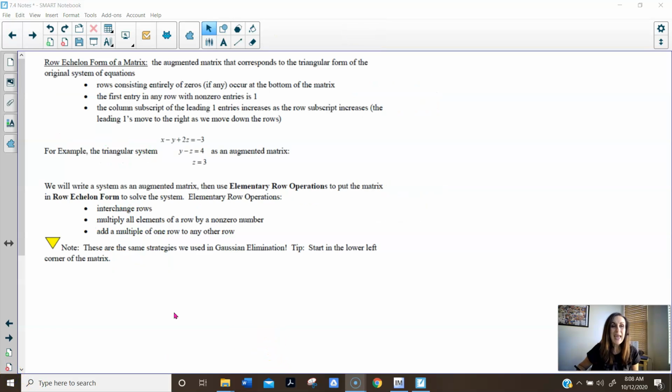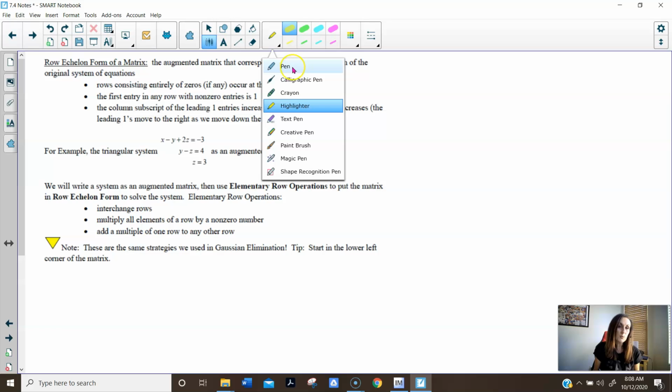So row echelon form of a matrix. That's going to be a matrix that looks in triangular form. So if you remember right here, we have a triangular form system. We have z equals 3, so that's what z is. So we have one equation in one variable. We have one equation in two variables, y subtract z equals 4, and one equation in three variables, x, y, and z. This is called triangular form.